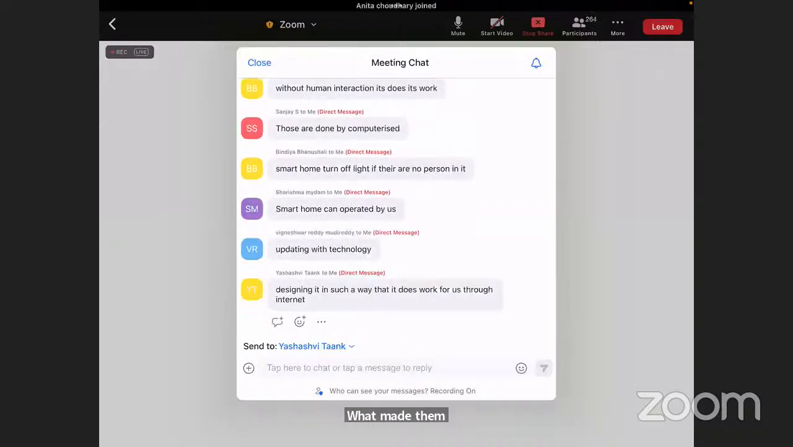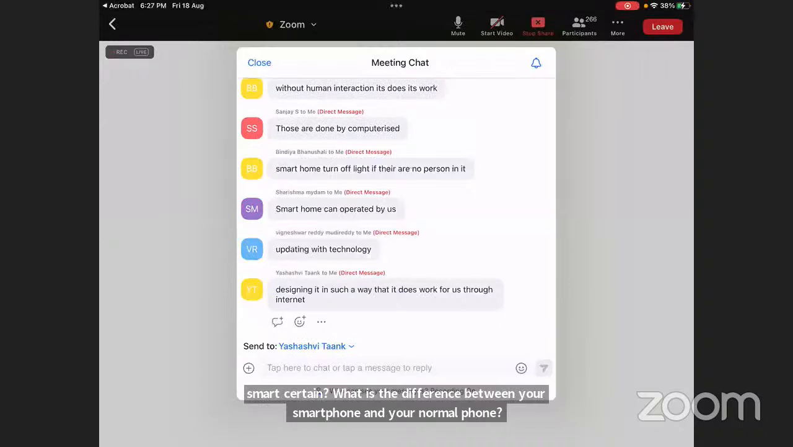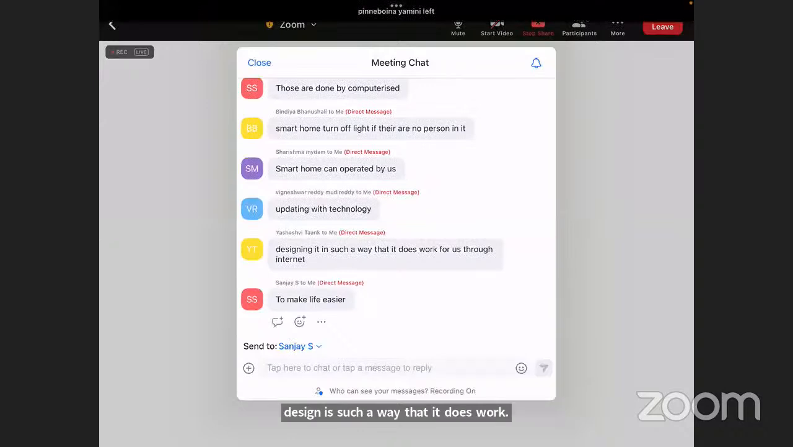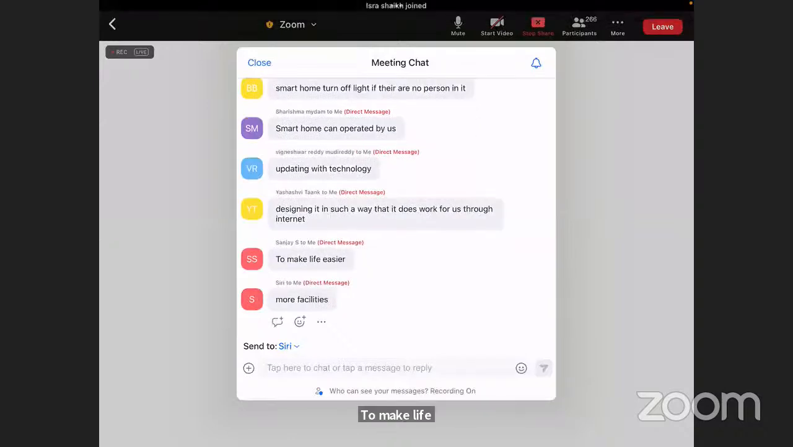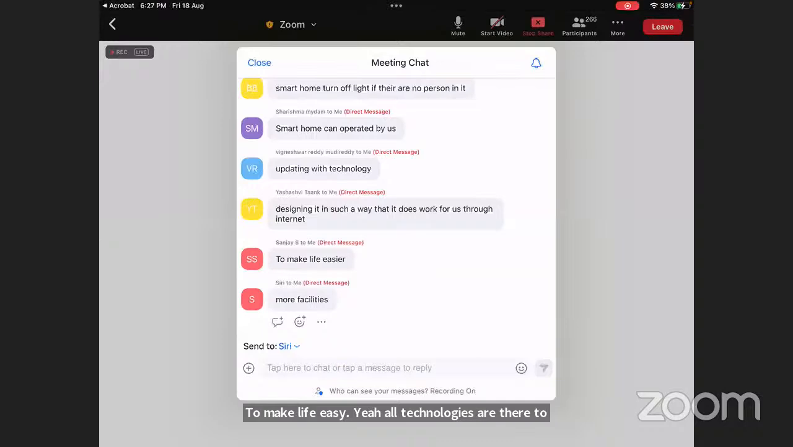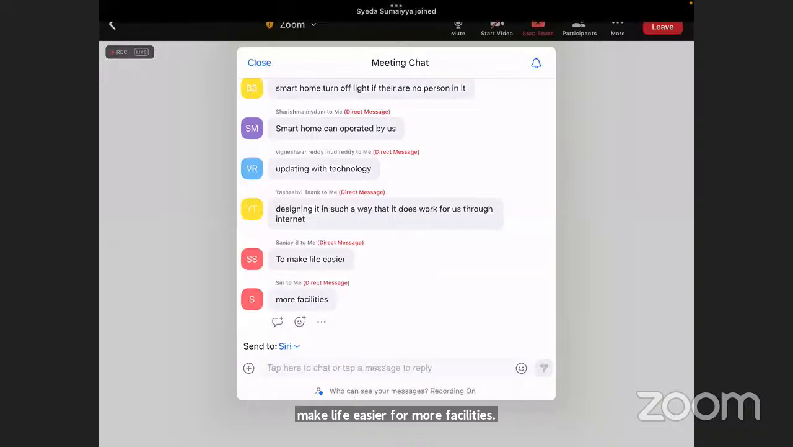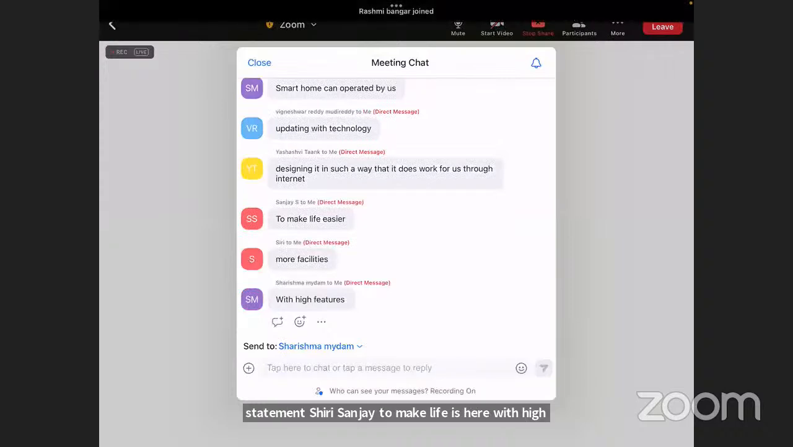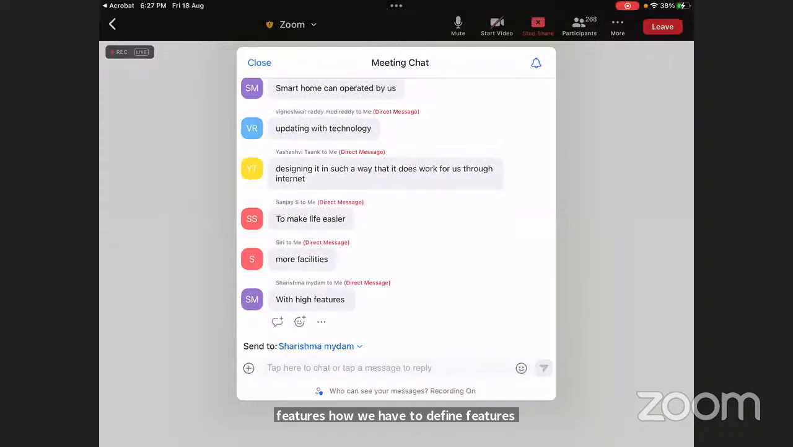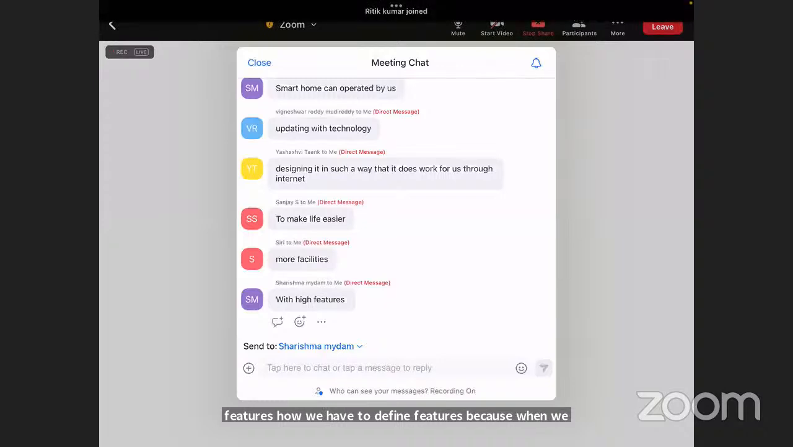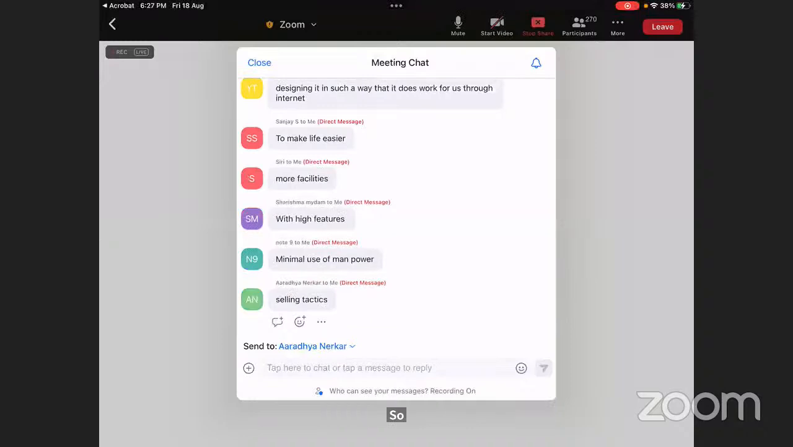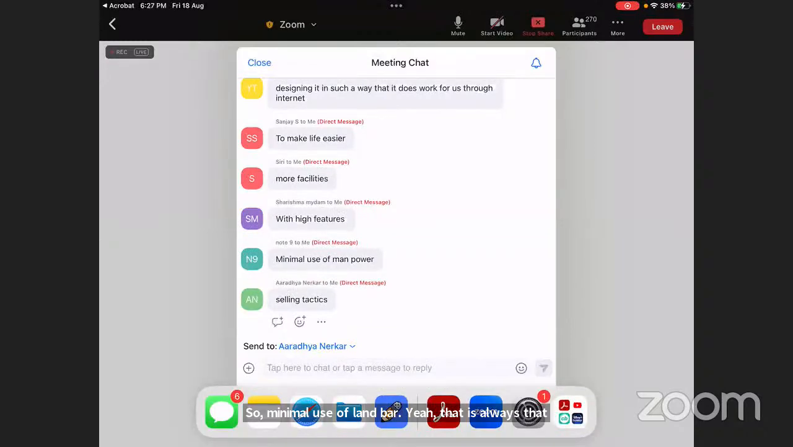What is the difference between your smartphone and your normal phone? Why do you say your phone is smart? Updating the technology, designed in such a way that it makes life easier. Yeah, all technologies are there to make life easier. These are generic statements. Siri, Sanjay, to make life easier with high features, we have to define features, because when we had those landline phones, a normal feature phone was very high feature, right? So minimal use of manpower. Yeah, that is always the use case for a technology.